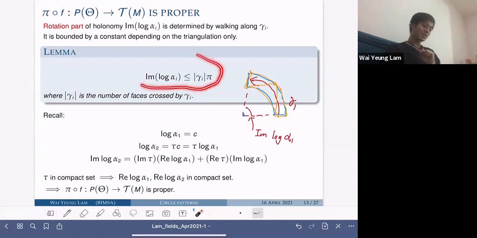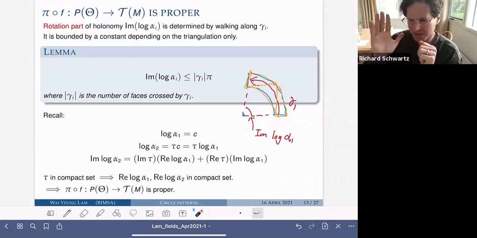So in fact, this is bounded by a constant. If you take a path, this gamma i, this is your gamma, then this number is bounded by the modulus of gamma i times pi. And this gamma i is the number of triangles, the number of faces that you cross. Whenever you go from one face to the other face, this angle is at most pi. So if you have n edges, then this angle cannot be larger than n times pi.